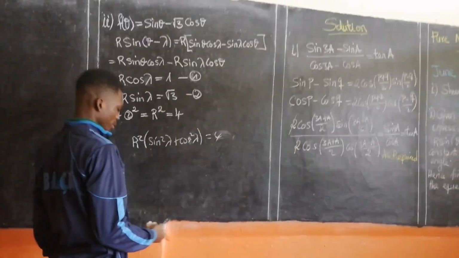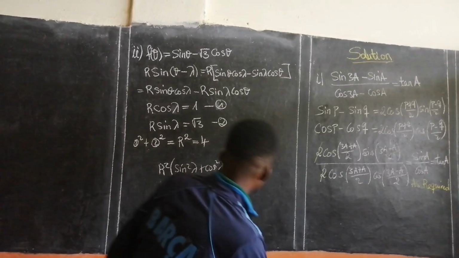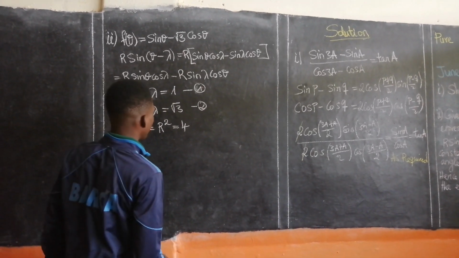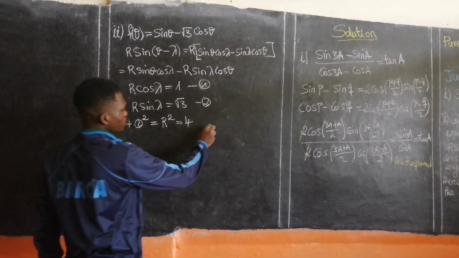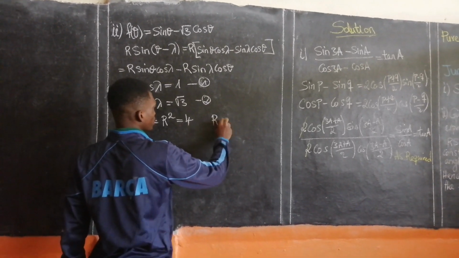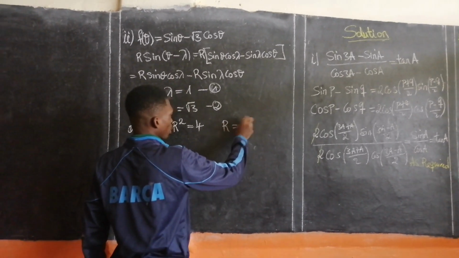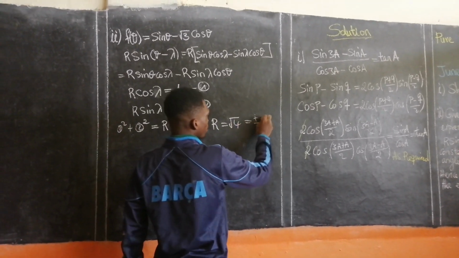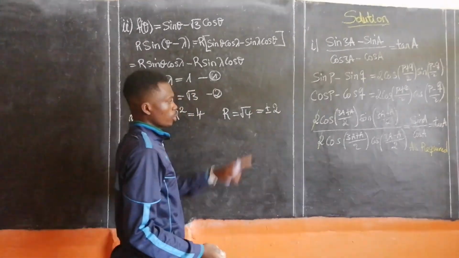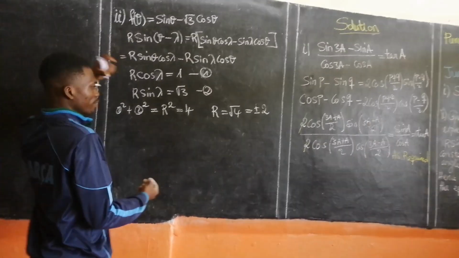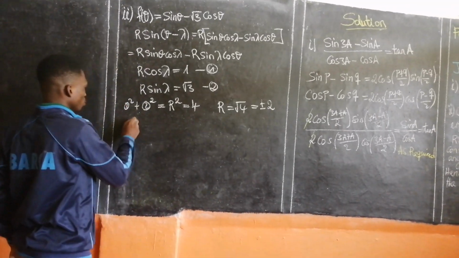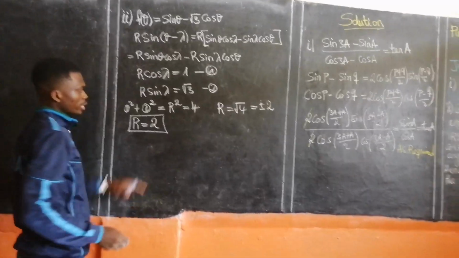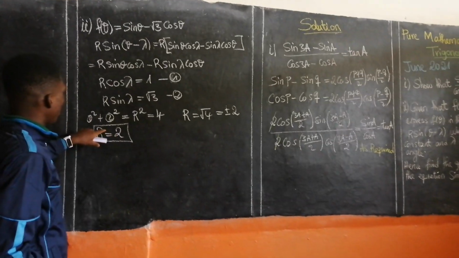From there, you have that r is equal to the square root of 4, which is equal to plus or minus 2. But they told us that r has to be a positive constant. So r is equal to 2. We leave out the negative.